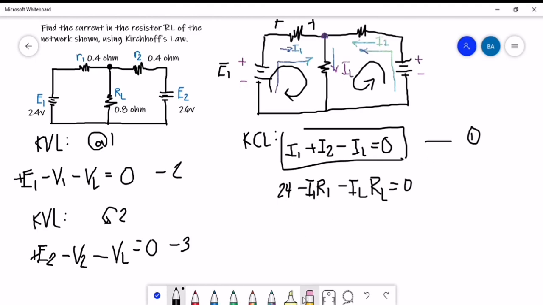If we rewrite this one, if we transpose the negative 24 and divide all sides by negative, we can have a positive sign for all. So here it is, positive. So this will be our equation number 2.